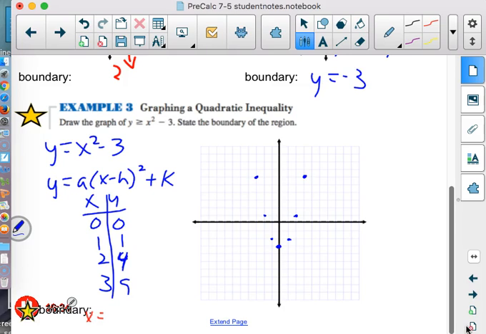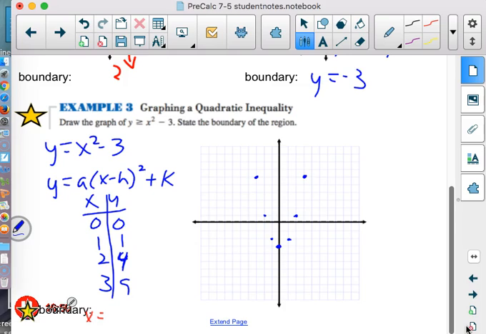So again, the parent functions really should be something we have memorized. We should know the feel of those. If you have to make a table, big deal. Make a table. Put 4 points in, you'll be fine. You get it. But now this is not just a parabola.